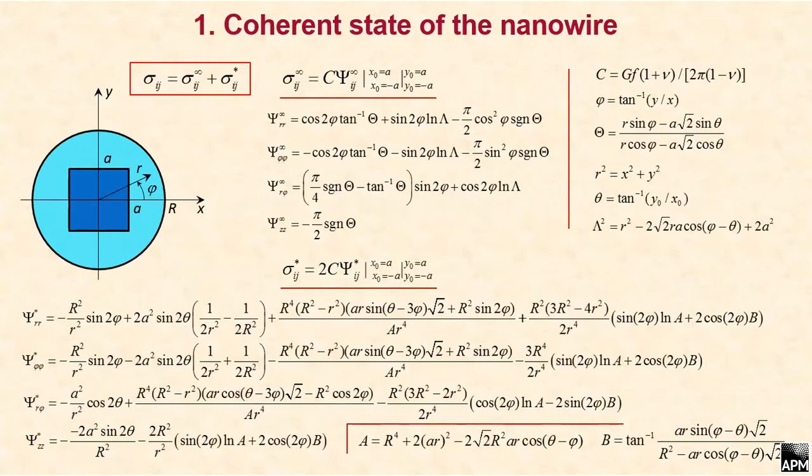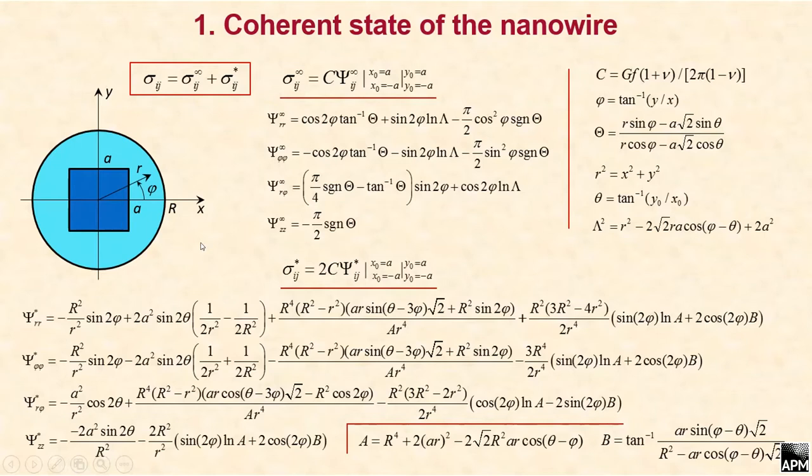I will pass to models. And the first model is the coherent state of the nanowire. Here you see the cross-section of this nanowire, which is composed of a square core and a circular shell. They are created from different materials, but it's assumed that the elastic properties are the same.